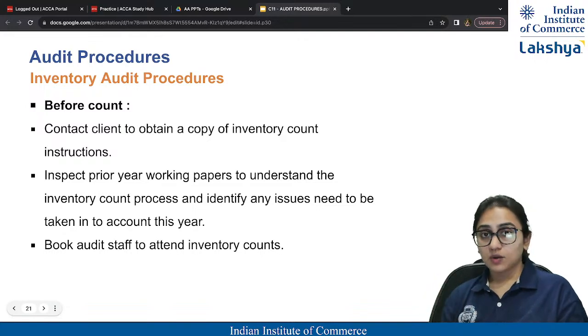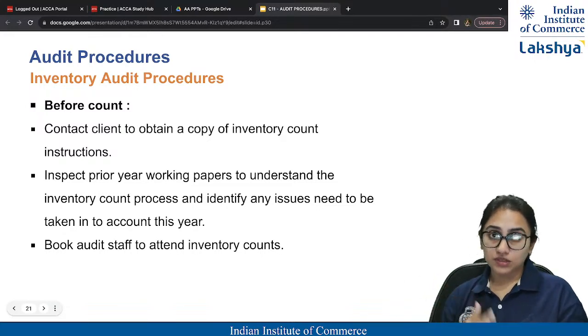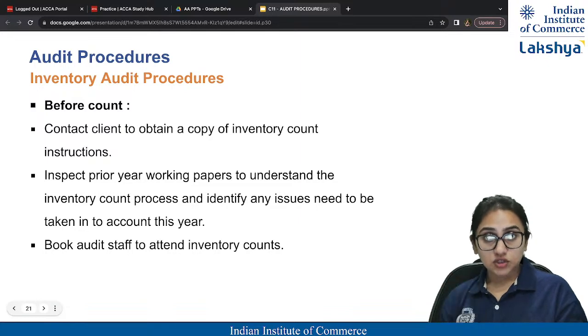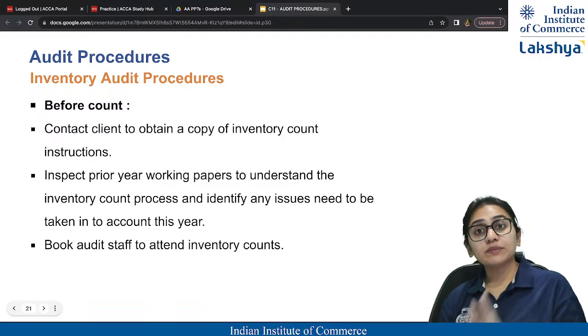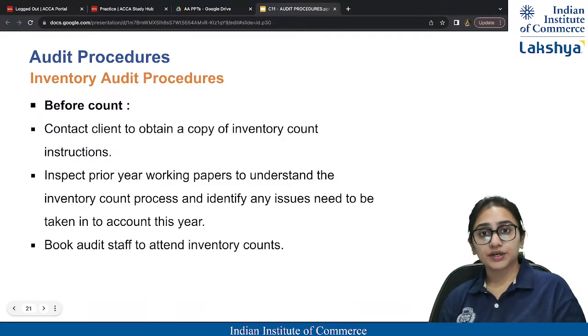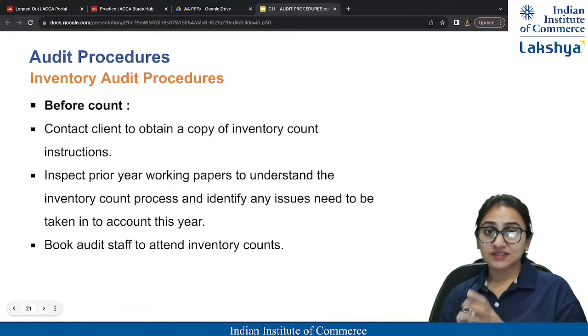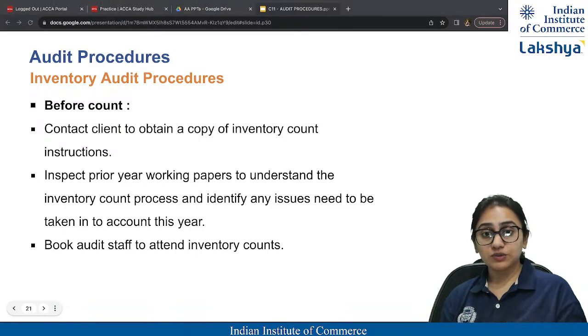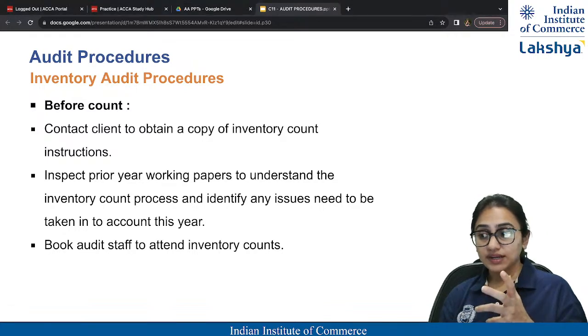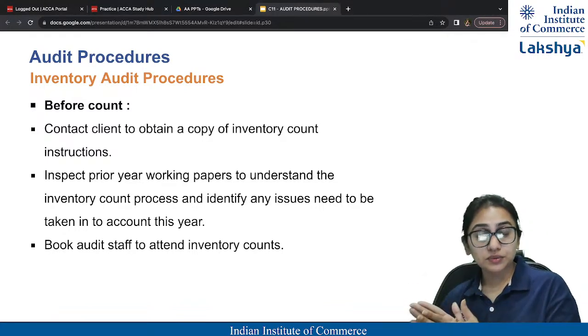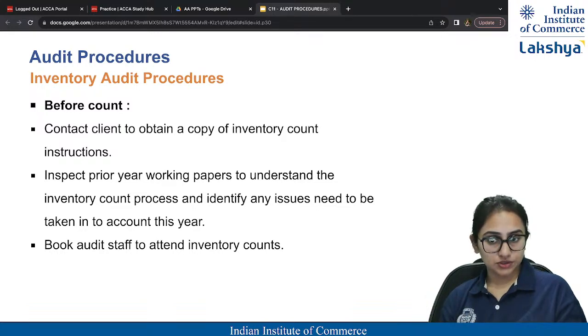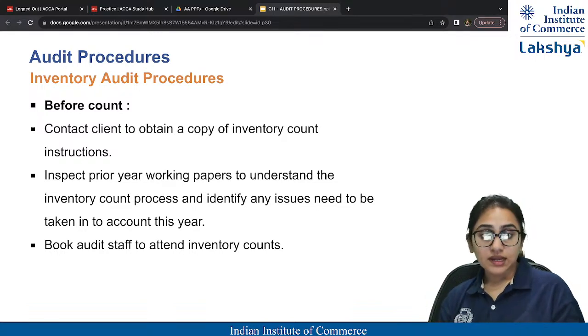Inventory has been counted last year also. Inventory is to be counted this year also. You get an instruction for what is to be followed for this year, but along with that, also inspect your prior working papers. What are prior working papers? Working papers give you an idea of how the inventory was counted in the prior year. So with that, you will get an idea of what the procedures were last year and what the procedures are this year.